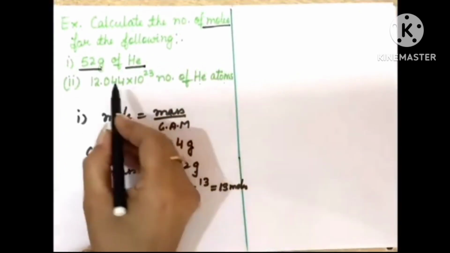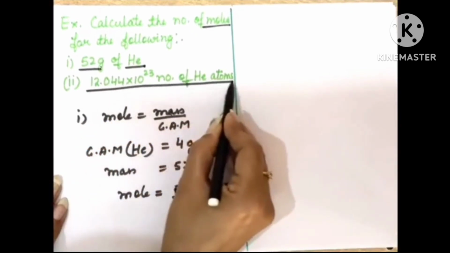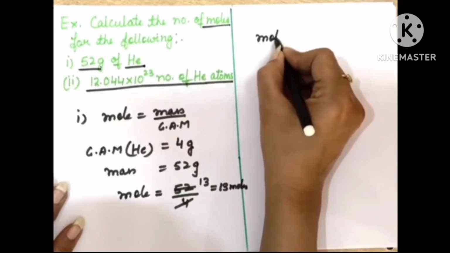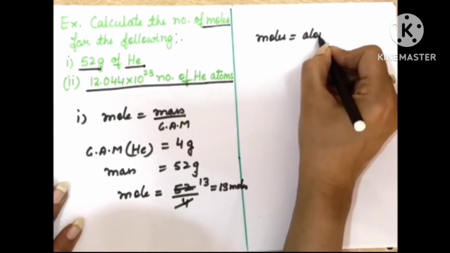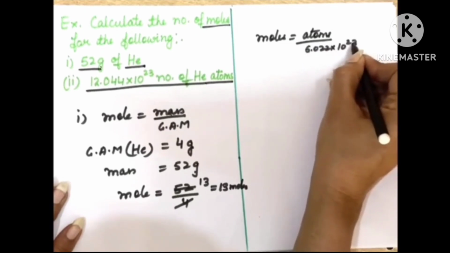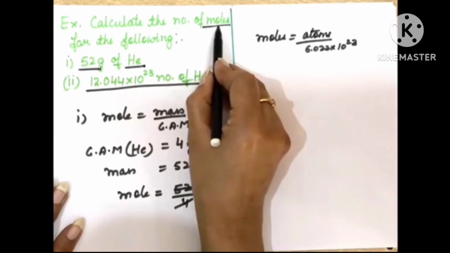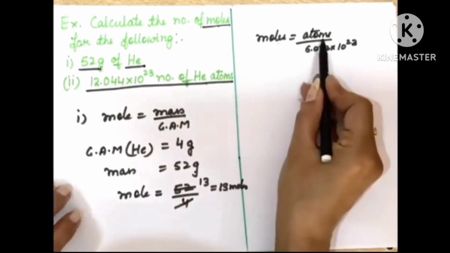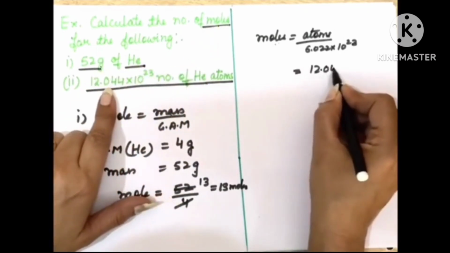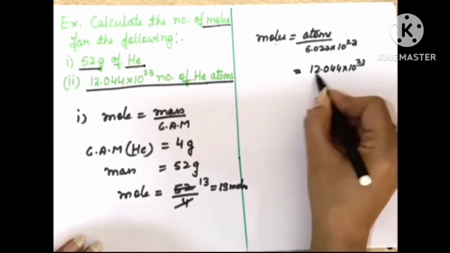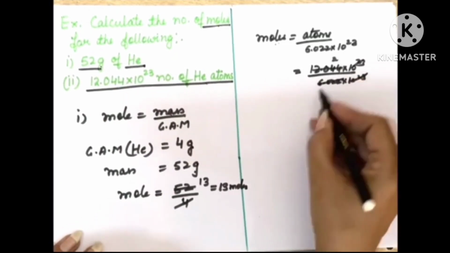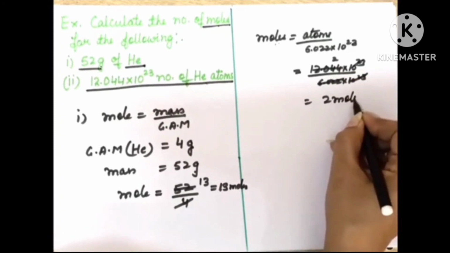Moving on to the next part, beta. See, this many number of atoms are given and we have to find out the moles. So the formula here will be: moles we know are equal to atoms upon 6.022 into 10 raised to power 23. We are using this formula because in the question we have moles and atoms, and this has moles and atoms. Moles we have to find out. This many number of atoms are given. So fill the value here. This will cancel out. This one will be equal to 2. So the answer is 2 moles.